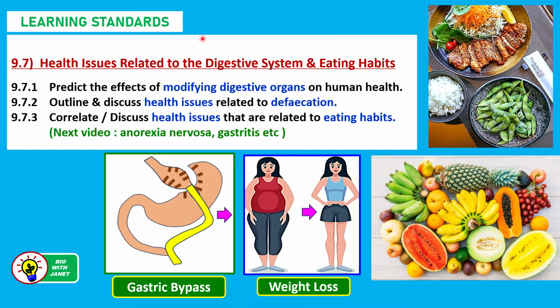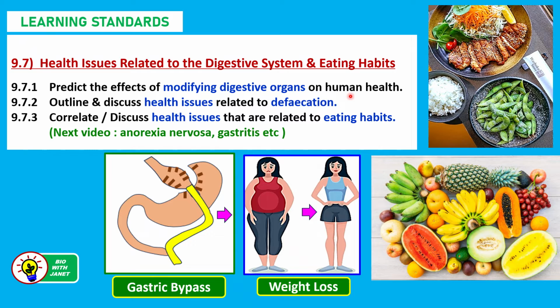The learning standards are as follows. 9.7 Health issues related to the digestive system and eating habits. Number 1, we should be able to predict the effects of modifying digestive organs on human health. That means the effects of the gastric bypass surgery on human health. The positive effects and also the side effects that are not so good.